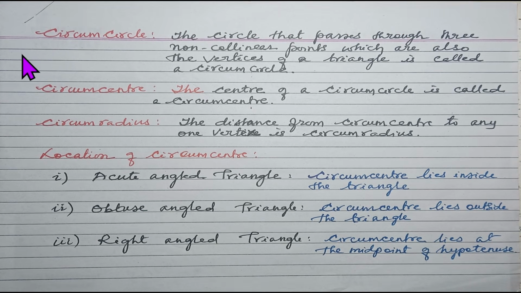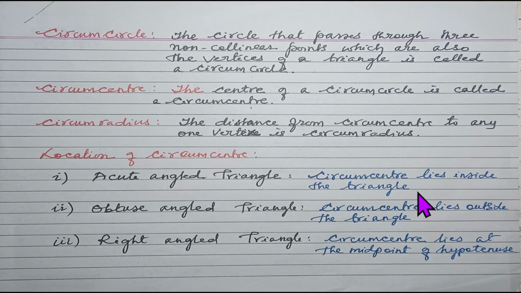Try to remember that, and that is exactly what I have given here. Circumcircle: the circle that passes through three non-collinear points, which are also the vertices of a triangle, is called a circumcircle. Circumcenter: the center of a circumcircle is called the circumcenter, and the distance from the circumcenter to any one vertex of the triangle is known as the circumradius.